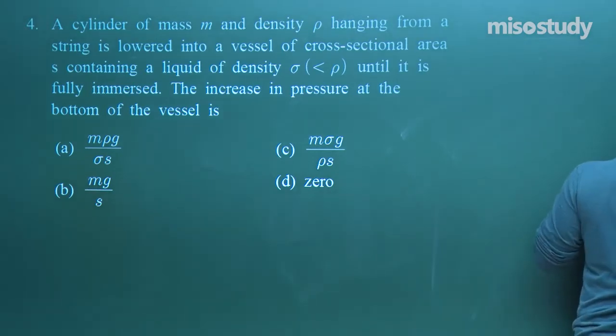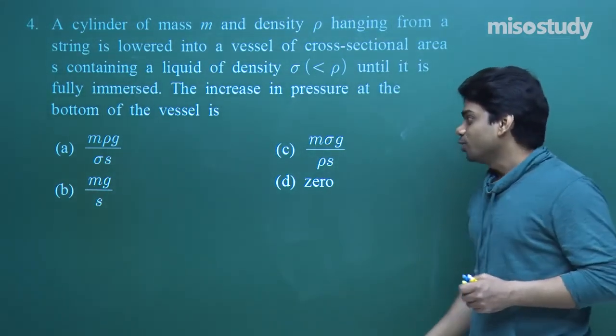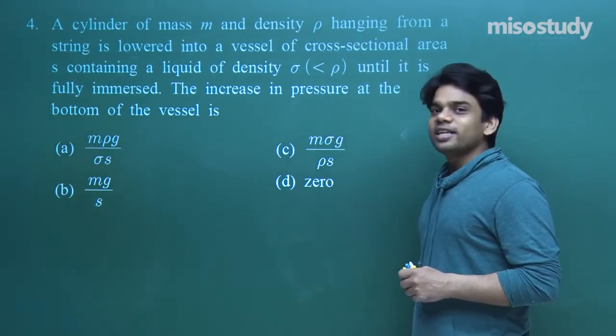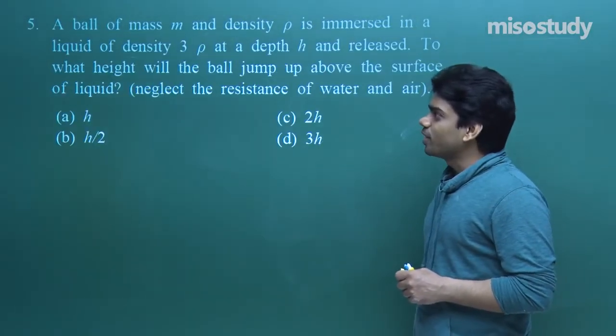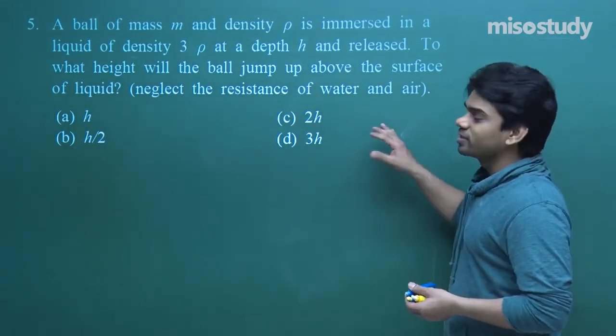Things are the same, but the method in which it is represented has changed, and a new question comes. Let's go with the next question of the class. Question number 5. A ball of mass m and density rho is immersed in a liquid of density 3 rho.